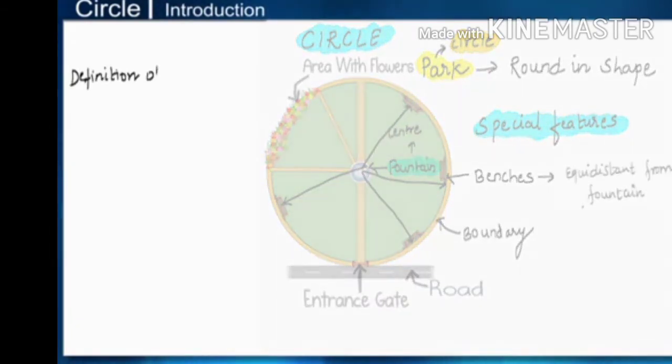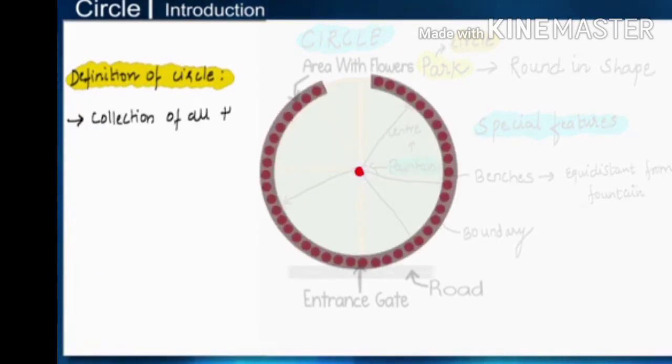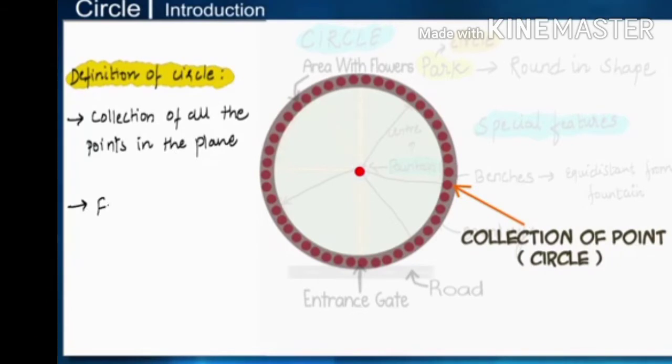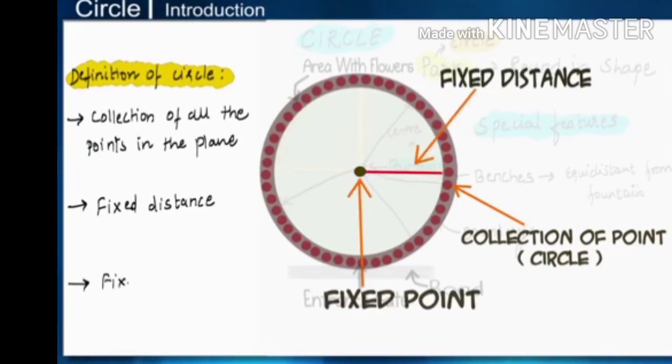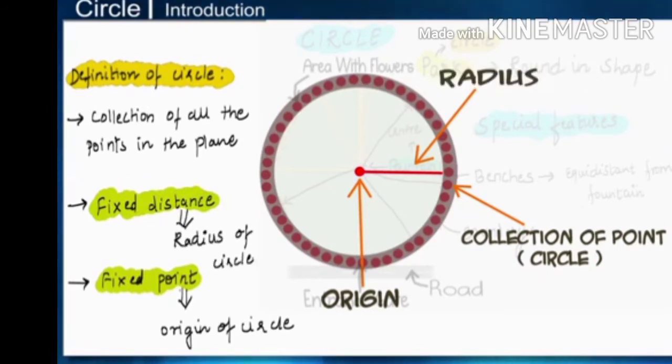Mathematical definition of circle is also on the same lines. A circle can be defined as the collection of all the points in a plane which are at a fixed distance from a fixed point in the plane. The fixed point is called the origin of the circle and the fixed distance is called as the radius.